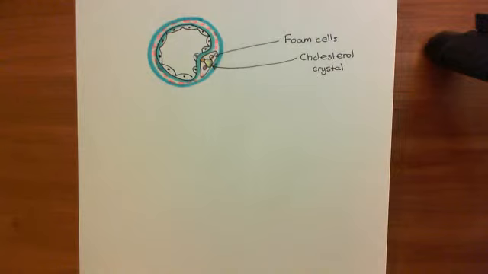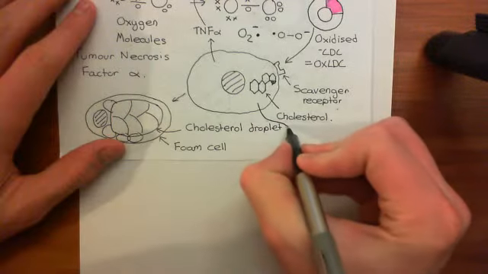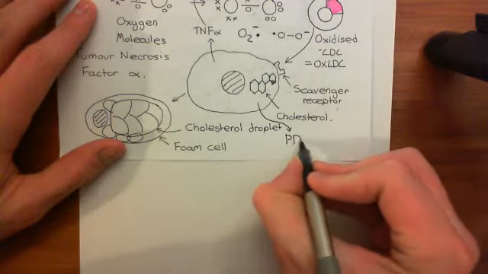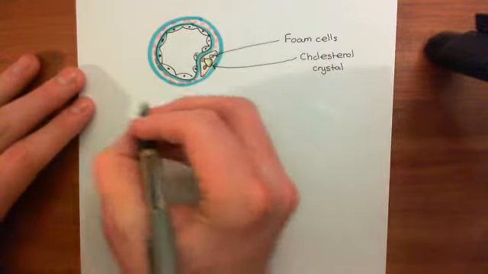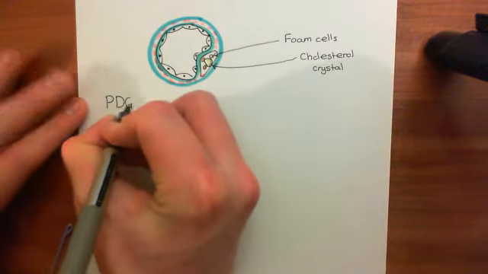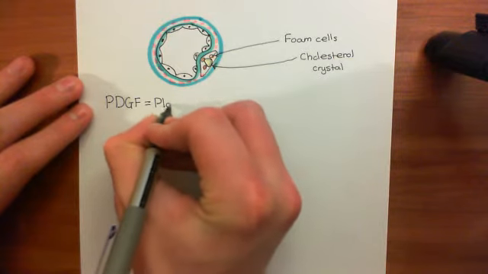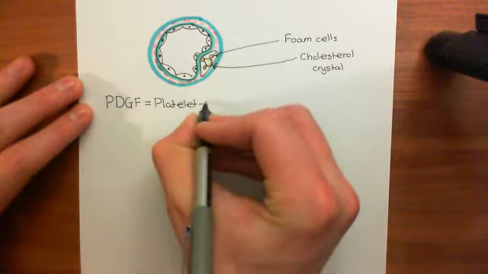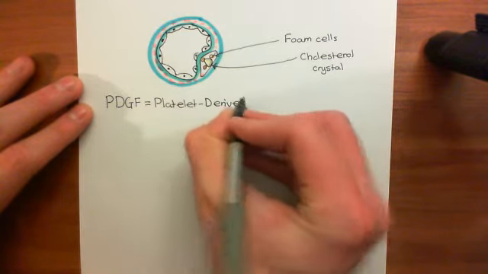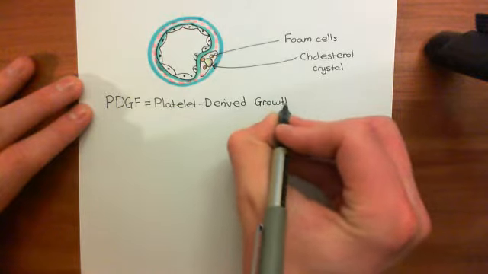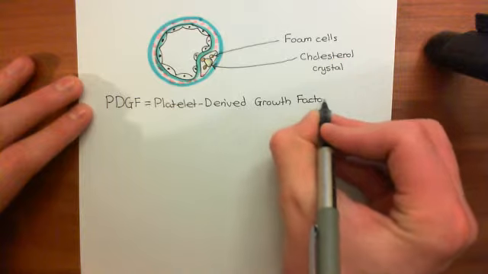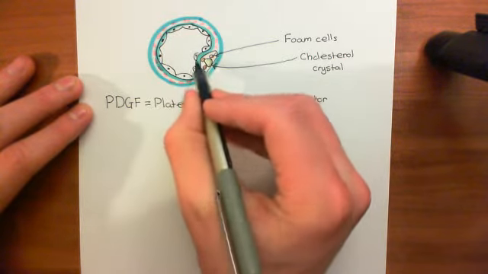Another important thing is that the macrophages which have been activated by seeing the oxidized LDL molecules, as well as secreting tumor necrosis factor alpha, also start to secrete something called platelet-derived growth factor, or PDGF for short. So these macrophages are going to start secreting this PDGF. And what does this stand for? This stands for platelet, that's the P. Then we've got derived, with a dash in between. So platelet-derived, and then GF. Whenever you see GF in an acronym like this, you should think growth factor. So these macrophages are going to be secreting platelet-derived growth factor.